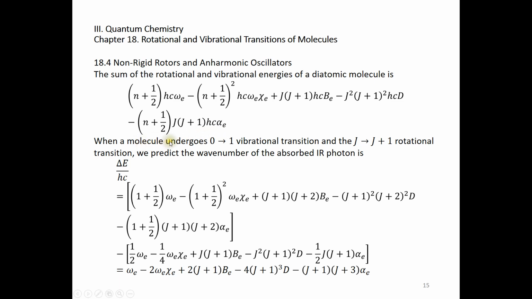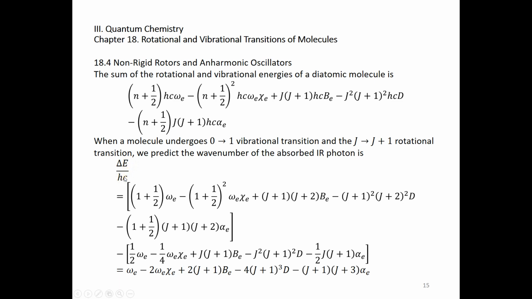Now, when a molecule undergoes a 0 to 1 vibrational transition and J to J plus 1 rotational excitation, we can predict the wave number of the absorbed infrared photon. It's very easy. The energy of the photon should be the energy difference between the initial and final state. In the initial state, the vibrational quantum number is 0, the rotational quantum number is J. In the final state, the vibrational quantum number is 1, the rotational quantum number is J plus 1. Now we have this equation. This is the energy difference between the initial and final states.